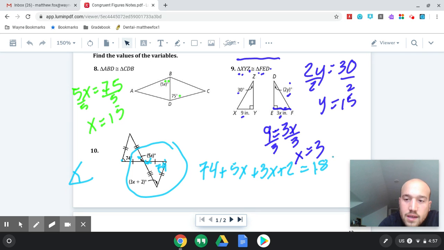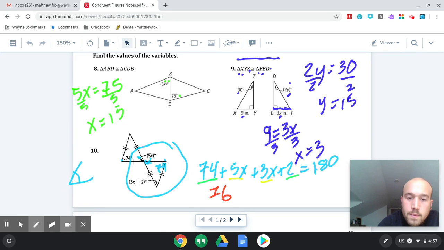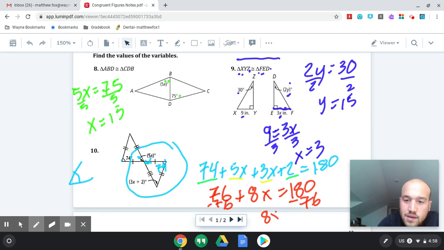equals 180. Okay, at this point we need to combine our like terms. So 5x and 3x, those ones will combine. We're also going to combine the 74 and the 2. Okay, and we're left with 74 and 2 gives us 76. Plus 5x plus 3x gives us 8x. All that equals 180. Okay, almost done. Subtract 76 from both sides. And we get 8x equals 104.